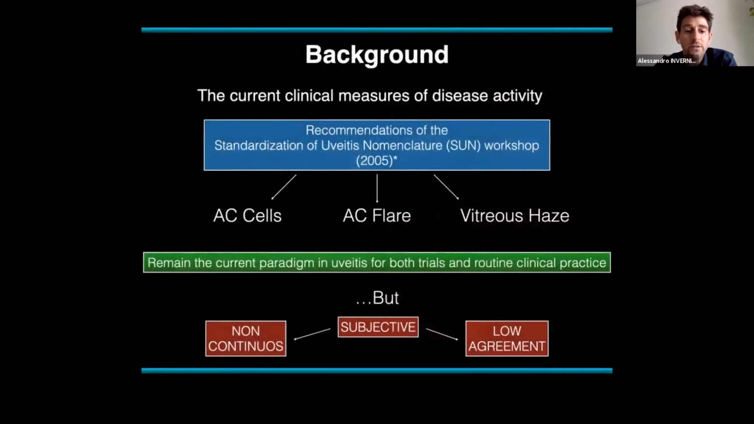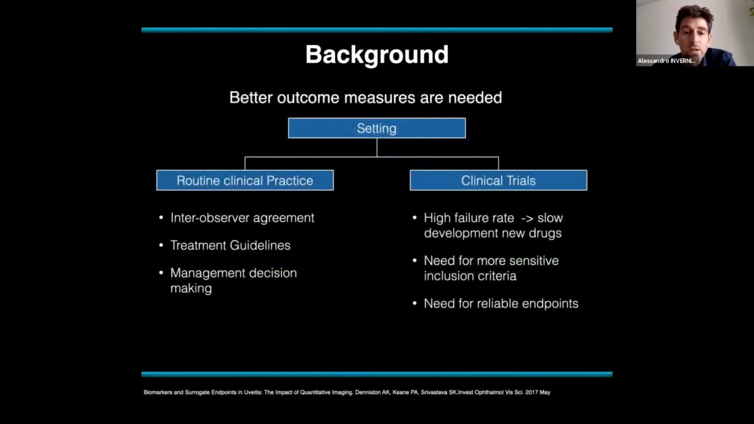Now, we all know that these are the current grading scales, and they are very good because they have lasted for like 20 years now, but they have some lacks. First of all, they are subjective, they are non-continuous, and there is low agreement between graders when we use them. And this is true for all the 3 scales that we have, both the ones for the anterior chamber and the one for the vitreous. So the problem affects both the routine clinical practice and the clinical trials.